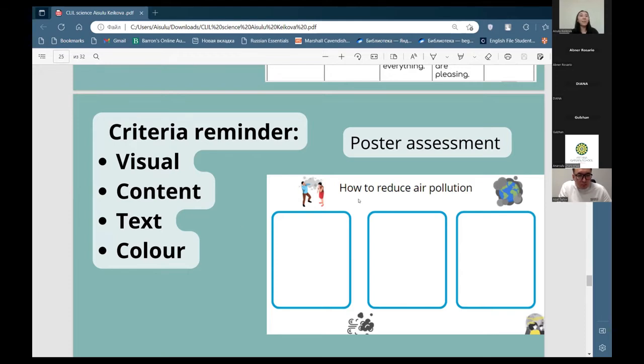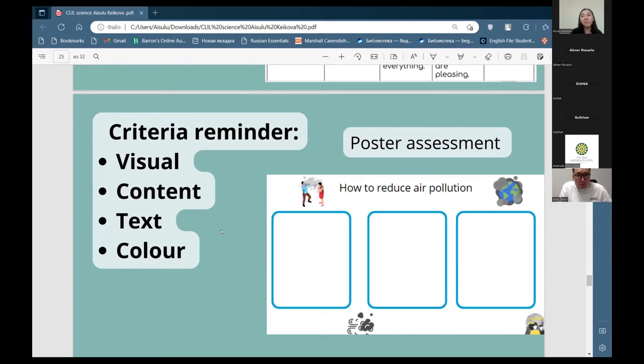Content, it means that it must relate to the question. Text, that their spelling will also be evaluated, and then they have to spell it in a clear way. And color, that they have to use color pencils, and it shouldn't be just black and white. So all these criteria help them to follow instructions, and they know exactly what they have to do.